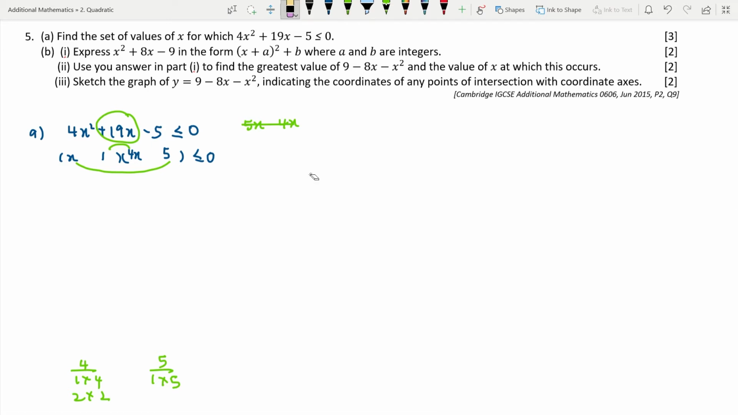Let's exchange the position of 1 and 4, for x and also x. Here we will obtain a 20x, and here we will obtain 1x. To get a positive 19, we add 20 minus 1. Hence, this is the combination we are looking for. Positive 20 will be over here, and negative 1. And lastly, we need to check the signs, and we will get a negative.